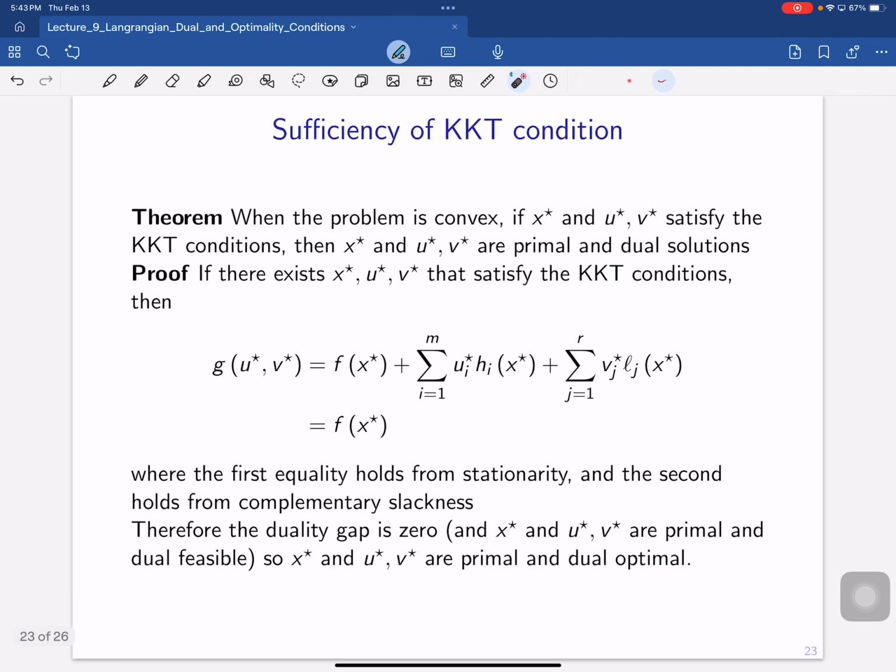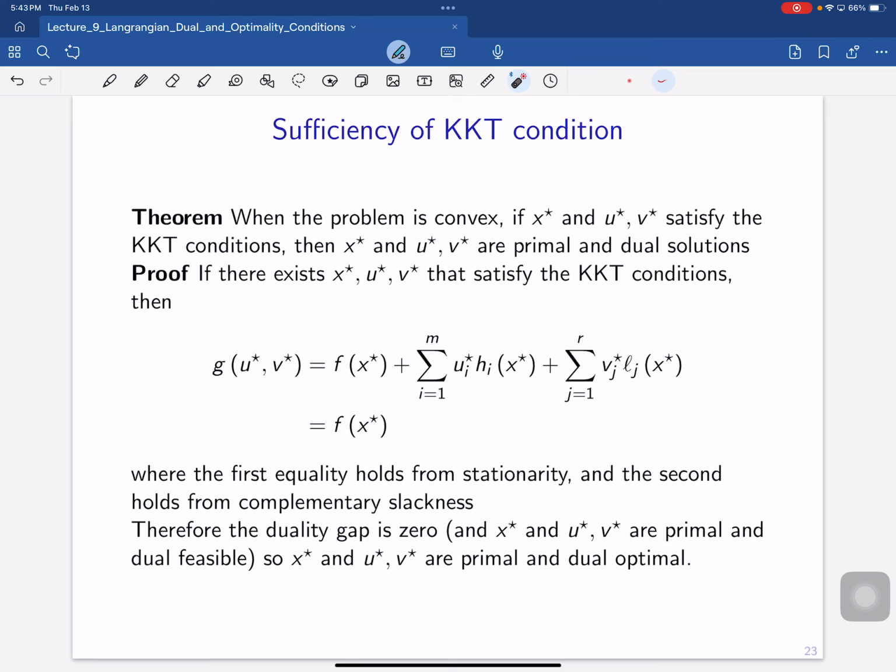Okay, so now we have sort of proved the necessity of the KKT conditions, right? And then we also need to prove sufficiency. Okay, so for sufficiency, we need the problem to be convex, right? For a non-convex problem, even if you are at a KKT point, you may not be at a global minimum, right? You may be at a local minimum, okay? So the sufficiency has to depend on the convexity of the problem, right?